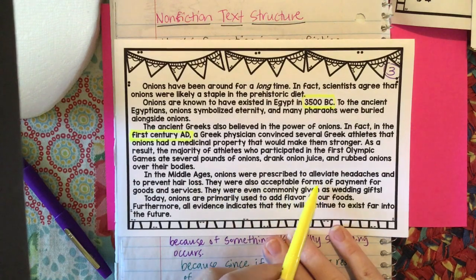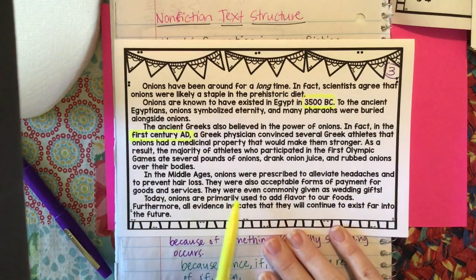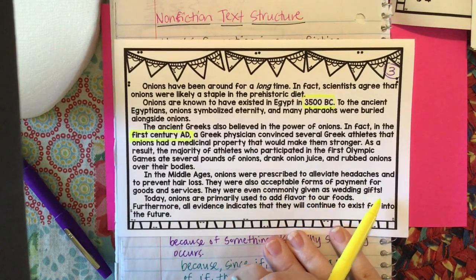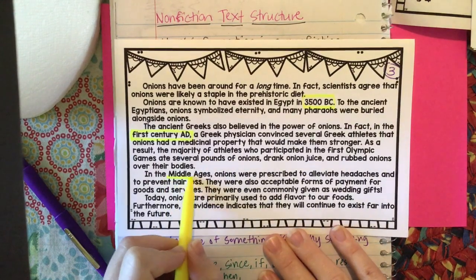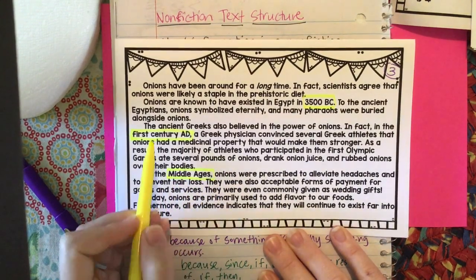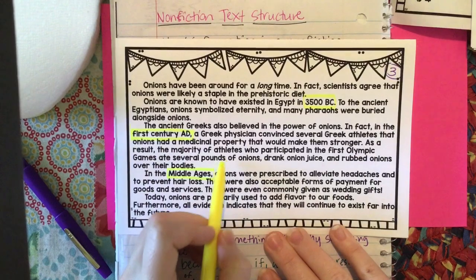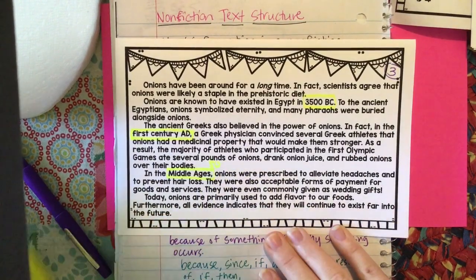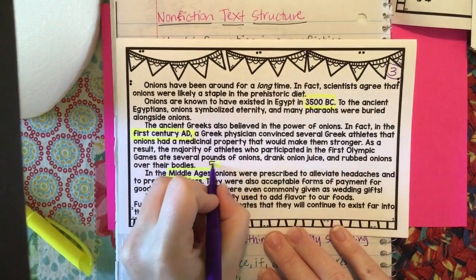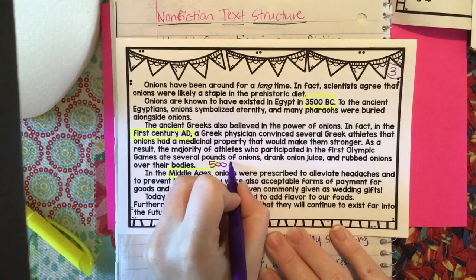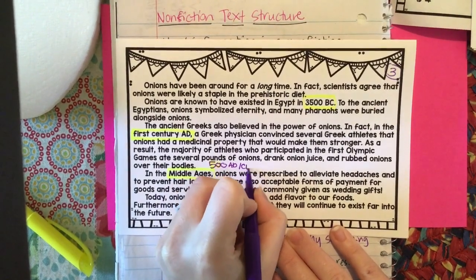Okay. In the Middle Ages, onions were prescribed to alleviate headaches and to prevent hair loss. They were also accepted forms of payment for goods and services. They were even commonly given as wedding gifts. So the Middle Ages, we're talking about centuries after the 1st century. This is going to be closer to 500 AD, or as we say, CE, our current era.